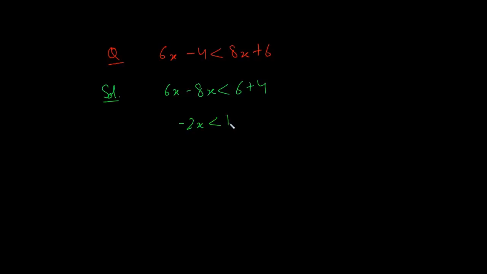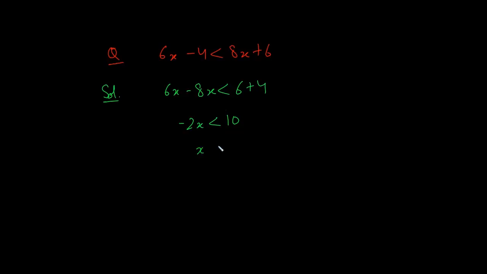Now, let's look at an example of how to solve an inequality question. Let's say we have a question which is 6x minus 4 is less than 8x plus 6. So we have the variables on both the sides. What we should do is keep the variables on one side and the constants on the other. So let's write the equation as 6x minus 8x, taking this 8x to this side and moving this 4 to the right hand side, which becomes 6 plus 4. So now the equation is minus 2x is less than 10.